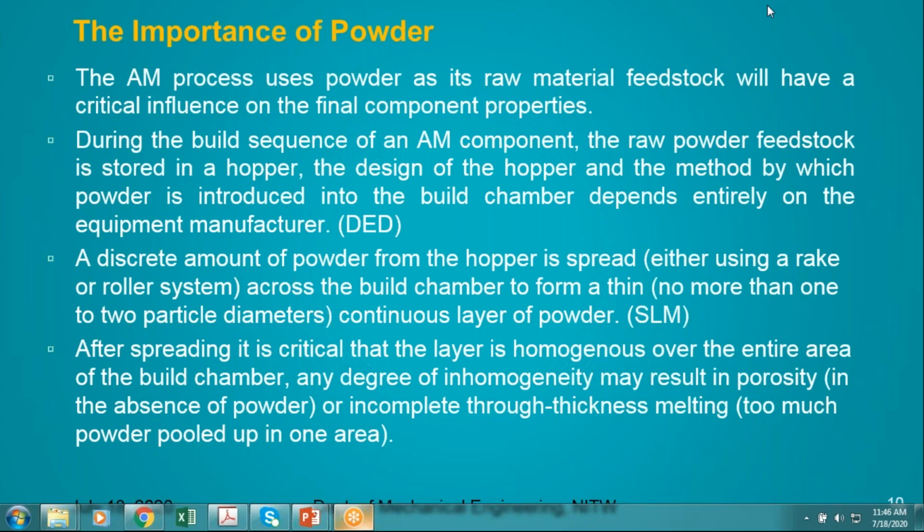If there is any inhomogeneity in the spread of the powder layer on the substrate or on the bed, it is going to create porosity in the fabricated components, or it may cause incomplete through-thickness melting. During the melting also, incomplete thickness melting may happen. That is, maybe too much powder is pulled onto one particular area. If one particular area has more accumulated powder, it is going to create incomplete melting through the thickness.